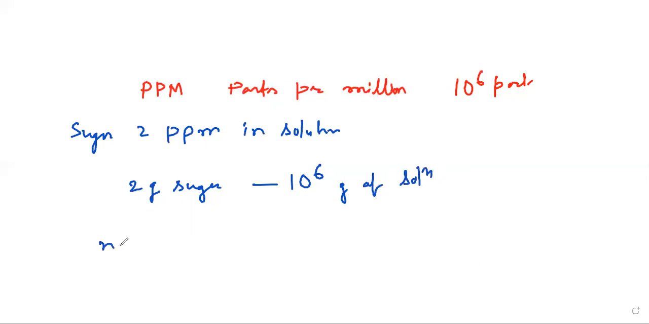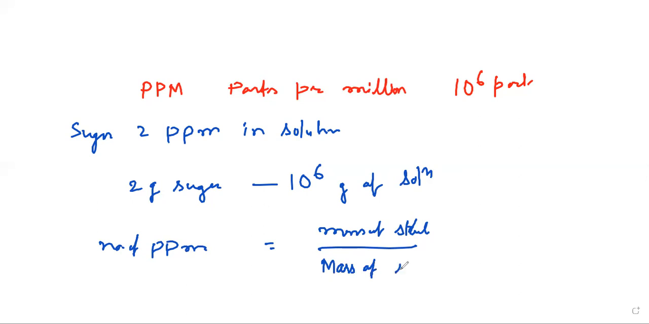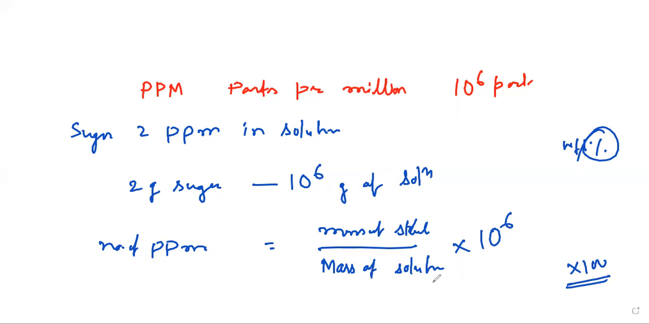Yes, ma'am. ppm is equal to mass of solute by mass of solution, multiplied by 10 to the power of 6. It is the same way as weight by weight percent, except here you have to make a change: multiply by 10 to the power 6, not just 100. So ppm is mass of solute upon mass of solution into 10 to the power 6.